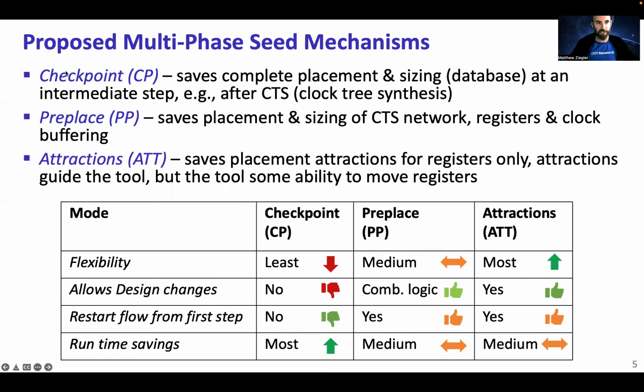We have three types of seeds. One's called a checkpoint that saves out the complete database, everything including the standard cells and CTS network. We have another approach called preplace, which only saves the CTS networks, registers and clock buffering. The third approach is called attractions, and it just saves the registers and allows the tool to actually override the attractions and gives it the most freedom. So there's a spectrum of flexibility versus runtime savings that these techniques provide.